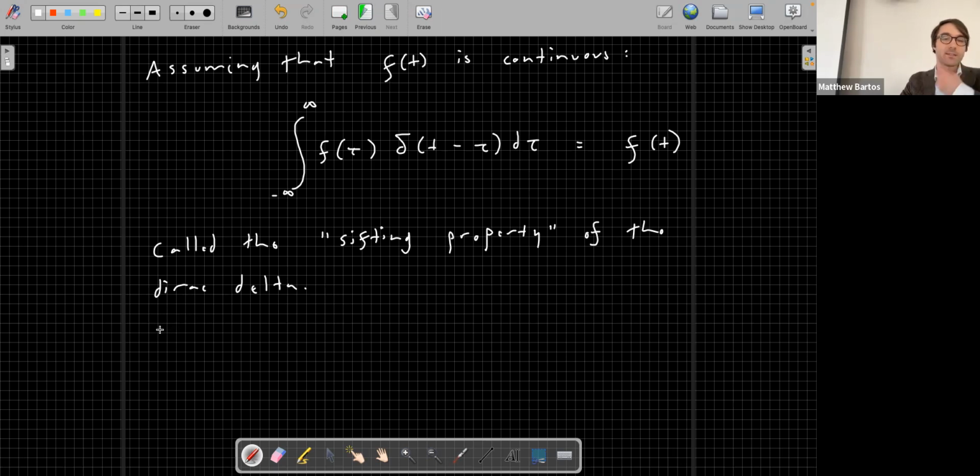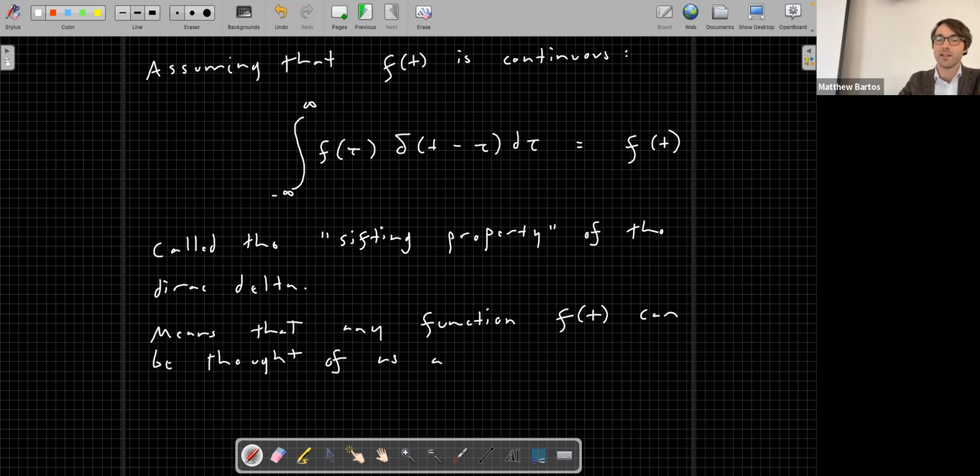Okay, and this is a really important result because it means that any function f of t can be thought of as an infinite train of impulses. And I'll draw this out for you. Give you a second to write that down.